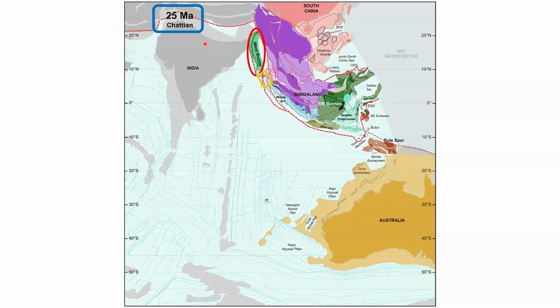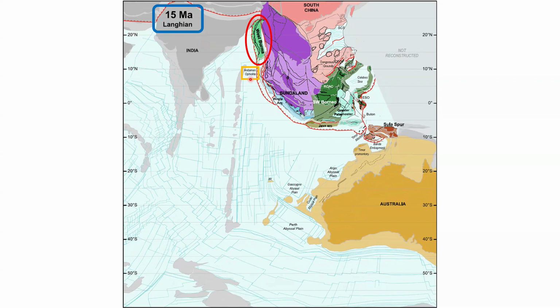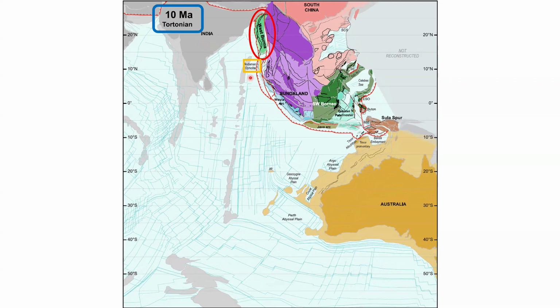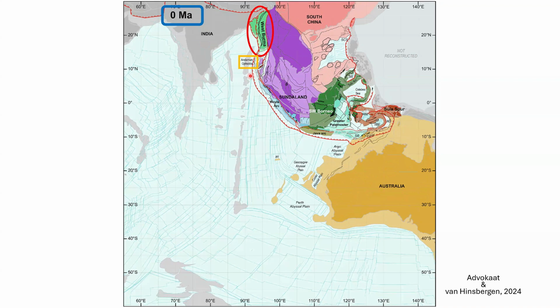Continuing on to 25 million years, 20 million years. By this time, the Andaman ophiolite is south of Myanmar. 15 million, 10 million, 5 million, and here we are again at the present. So again, India with its collision zone in the north, Myanmar sitting in here between Sundaland and India with the Andaman ophiolite down to the south.